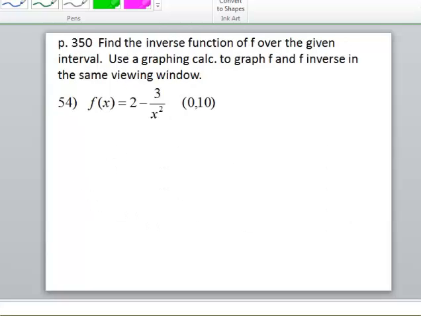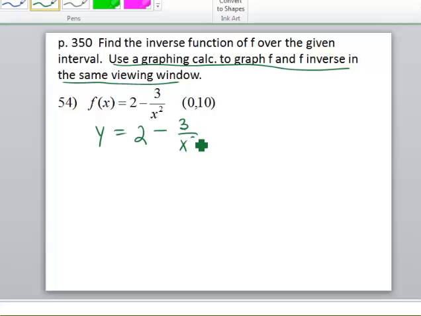In the next problem here, we're supposed to find the inverse of f over the given interval, and then we're going to use a graphing calculator to graph in the same window. You guys can do this if you choose. Really all you're going to see is that it is symmetric about the y equals x axis. So what I'm going to do is go ahead and write this as 2y equals 2 minus 3 over x squared.